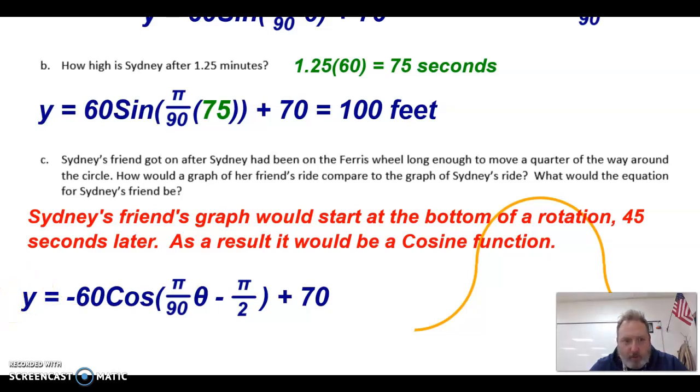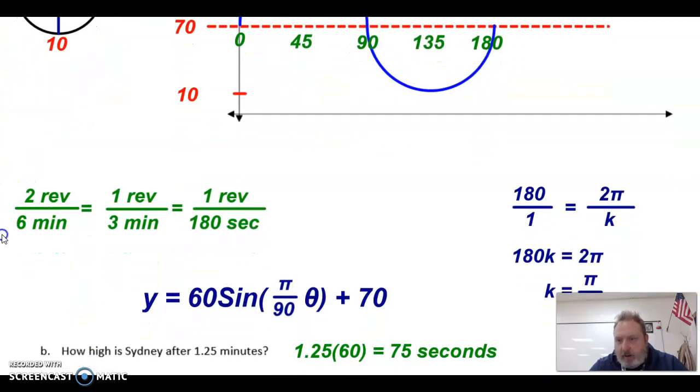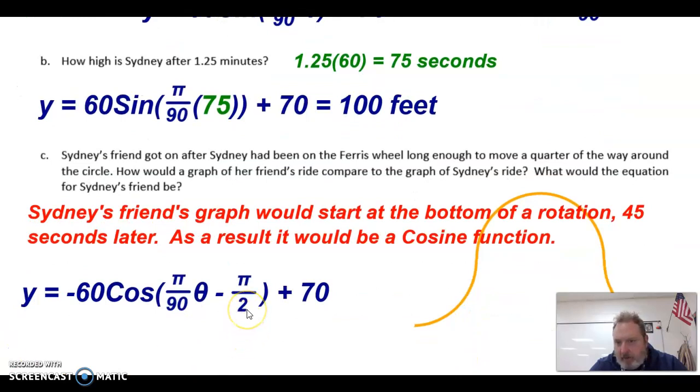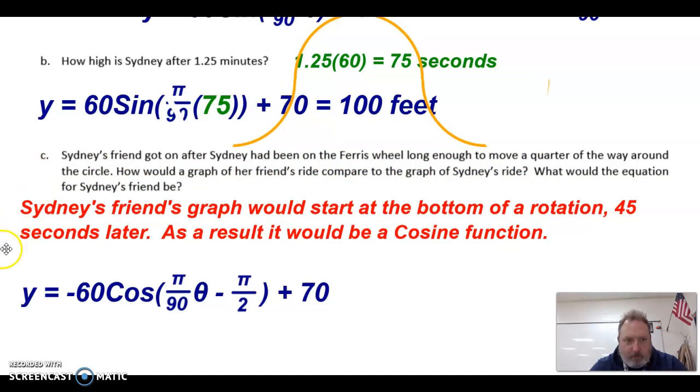So a quarter of the rotation, if we go back up here, it's 45 seconds would be a quarter rotation, right? So this is a half and then the second half. So every 45 seconds is a quarter rotation. So if we take our C over K, so C over pi over 90 equal to 45, we will get pi over 2. You didn't have to draw her graph, but I'm going to show you what that looks like. So I'm going to drag this up here so you can see her friend's graph. That is not the one I wanted. Here we go. So bear with me here.